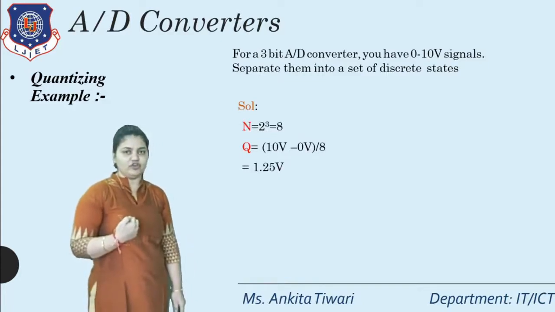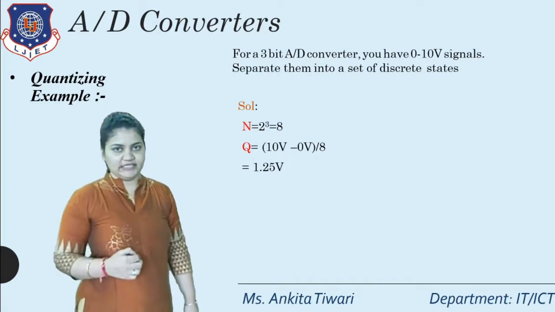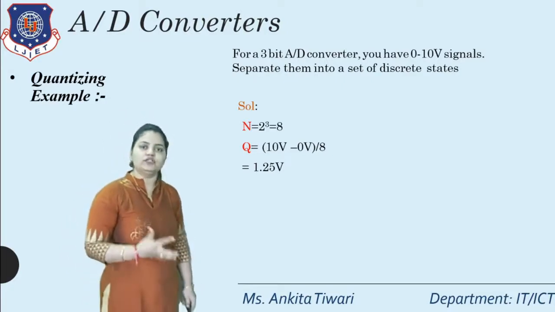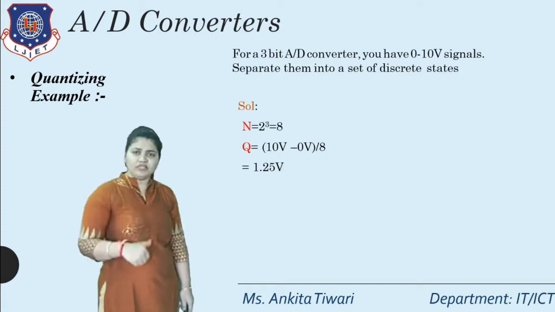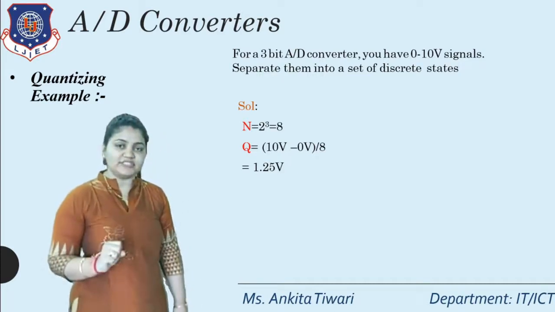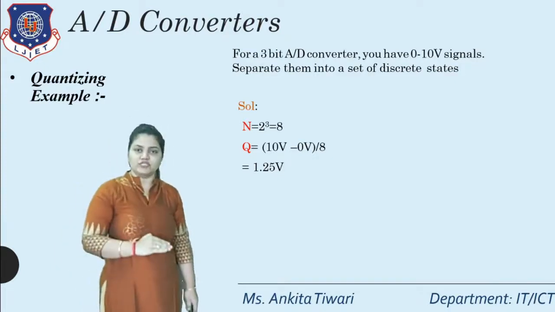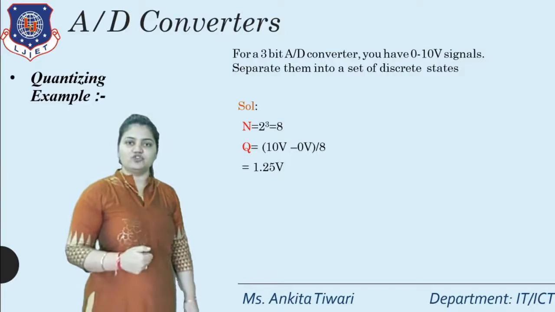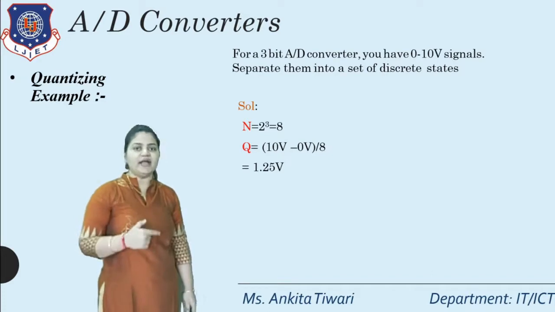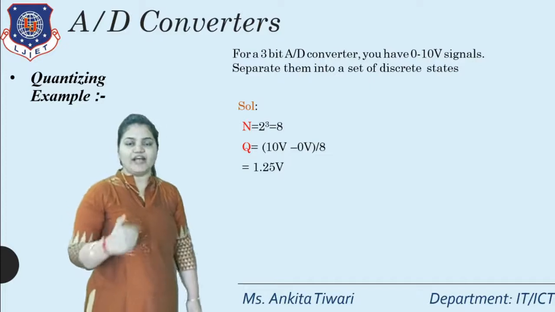Suppose first of all we take the value of N. Here it's a 3-bit value, so the formula is N equals 2 raised to n. So here N equals 2 raised to 3, which is equal to 8. So the possible number of groups that we got is 8. Now we need to find out the quantization size. Without the size we cannot divide the values. So here the size, that is Q, equals V max, that is 10 volt, minus V minimum, that is 0 volt, divided by N. N here we got as 8. So we will get the value as 1.25 volt.